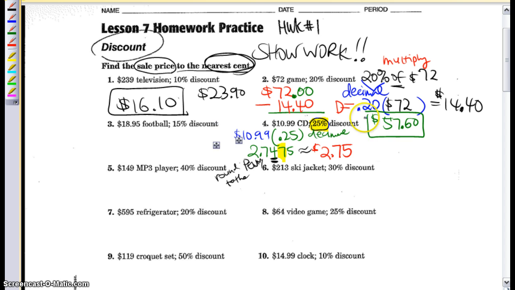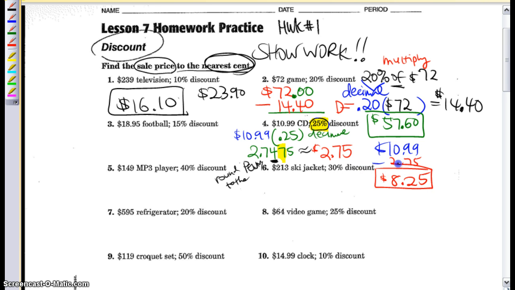So then I'm going to take the original price, $10.99, and subtract $2.75, giving me a total of $8.25. I don't even need to put that in the calculator, really. It would have taken me probably even longer when I could simply subtract it. 9 minus 5 is actually 4, and then 9 minus 7 is 2, and 10 minus 2 is 8. So that's how much I paid for the CD.